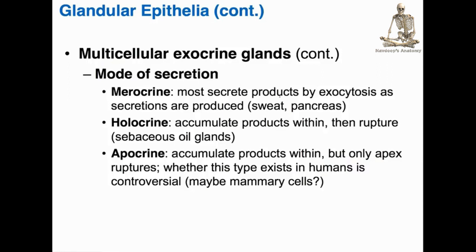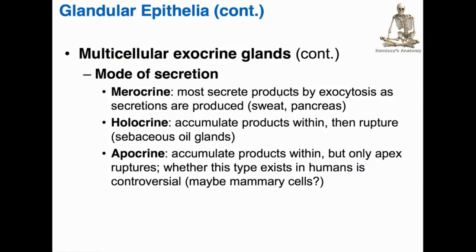It is a process in which accumulation of the products takes place within that gland, and when the product is accumulated beyond the limited capacity, it then ruptures. So holocrine is a process when accumulation of the product is taking place within that particular gland, and then it ruptures to secrete the secretion present in it. And then we can talk about the apocrine secretions, in which the accumulation of products is within, but only the apex layer of this gland ruptures.